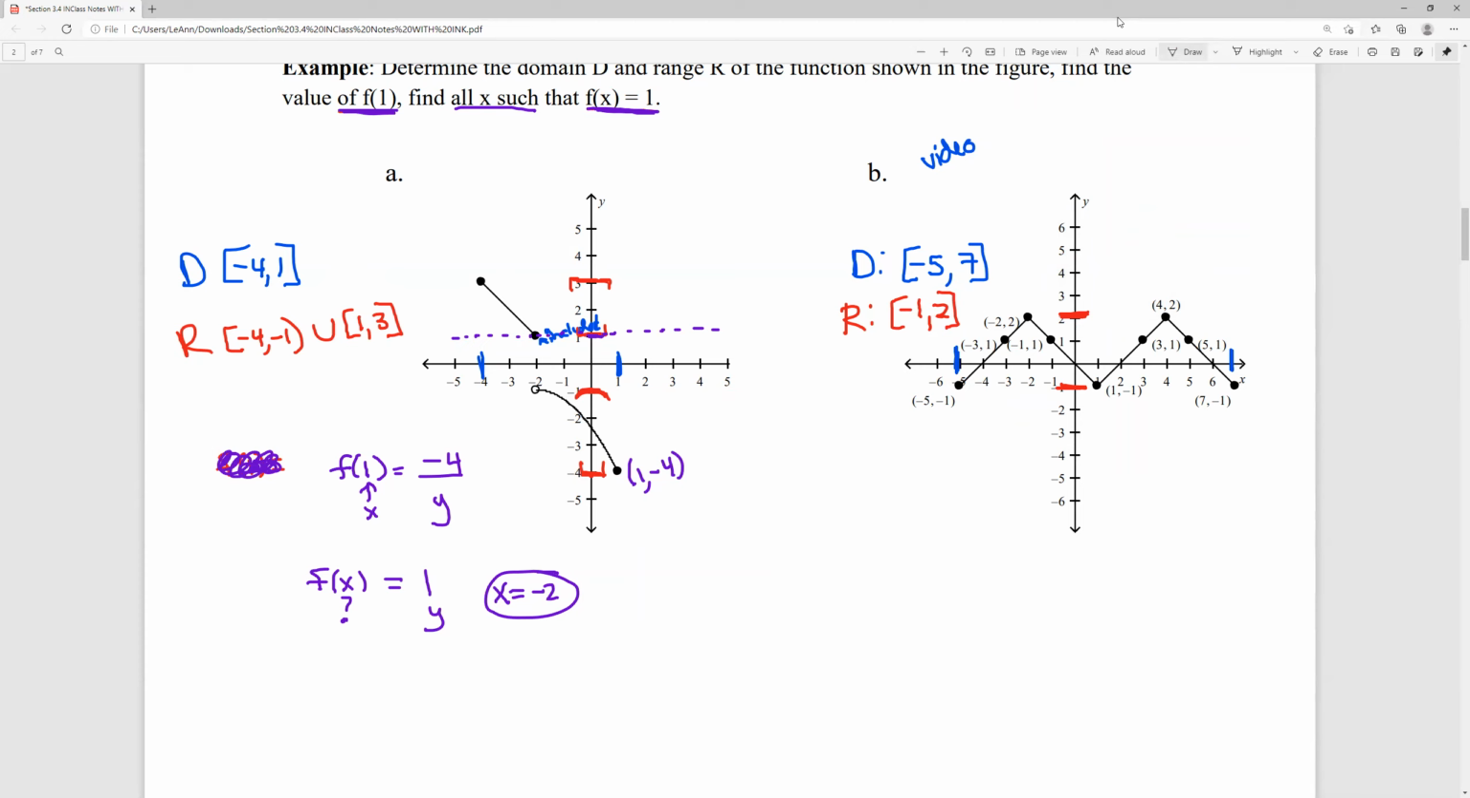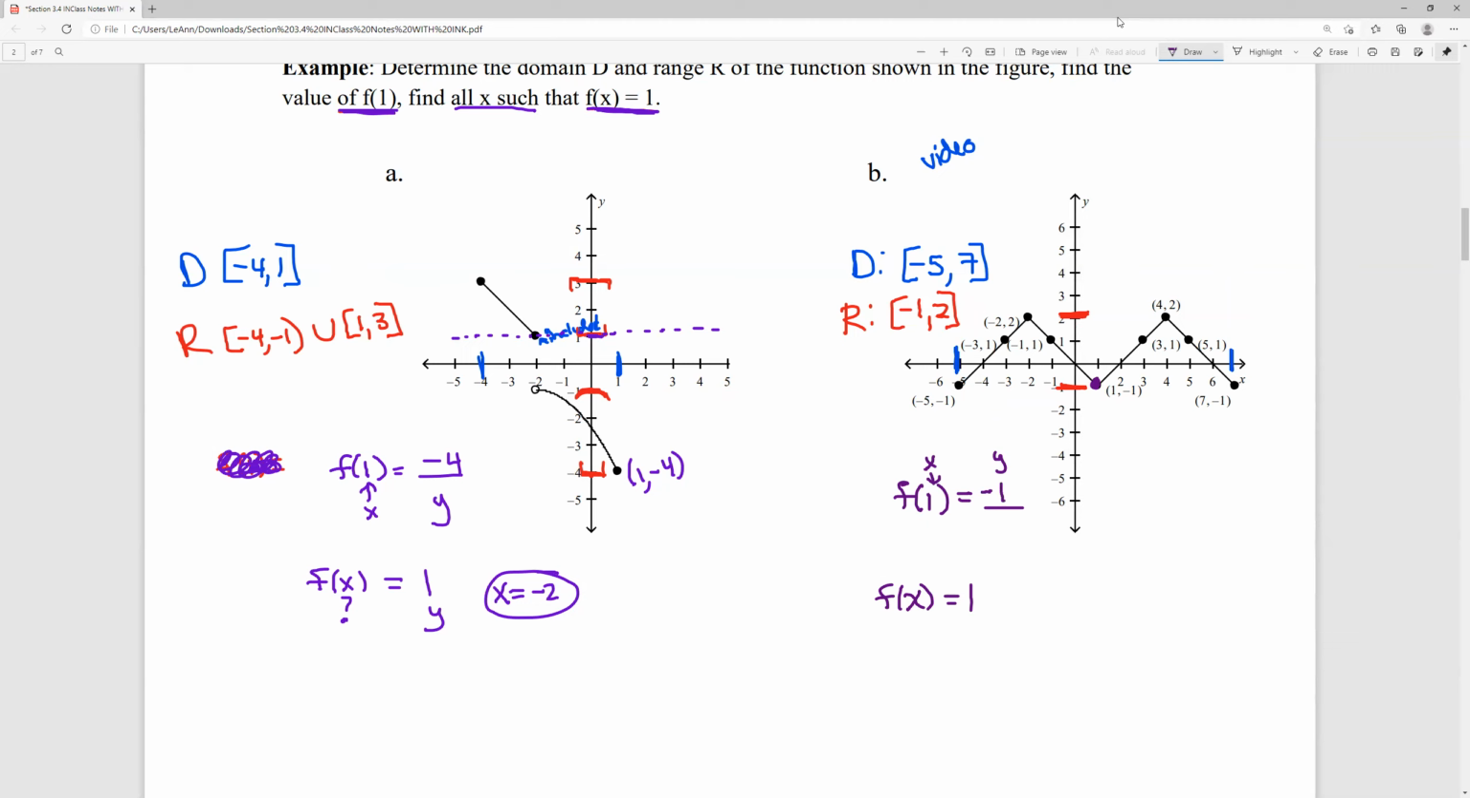So let's talk about what do we do for the question that was up here. Find f of 1, and then find all x's such that f of x equals 1. So if you're looking for f of 1, this is an x value. You're looking for the y value that goes with it. Okay, so anytime they give you the number, they're telling you this is x, find y. So I go to my x-axis and find 1, and I find that point that's attached to that. So that means the y value there is -1.